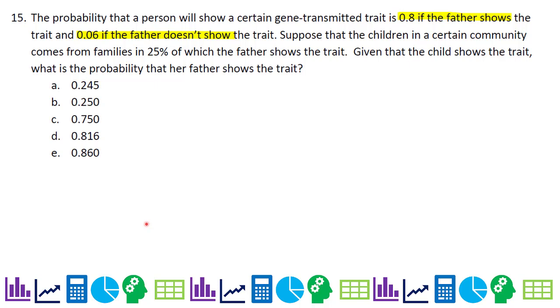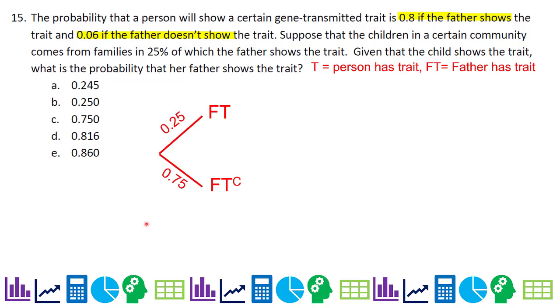Number 15, the probability that a person will show a certain gene-transmitted trait is 0.8 if the father shows the trait, and 0.06 if the father doesn't show the trait. Suppose the children in a certain community come from families in 25% of which the father shows the trait. Given that the child shows the trait, what is the probability that her father shows the trait? So first of all, I'm going to say T is the child has the trait, and FT is the father has the trait.